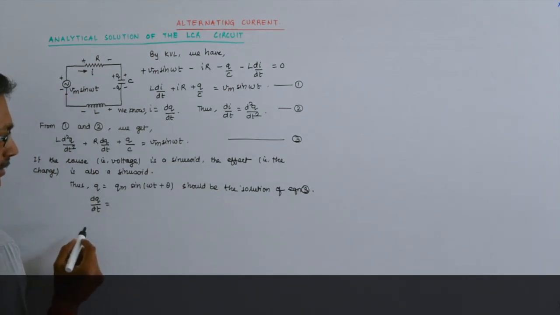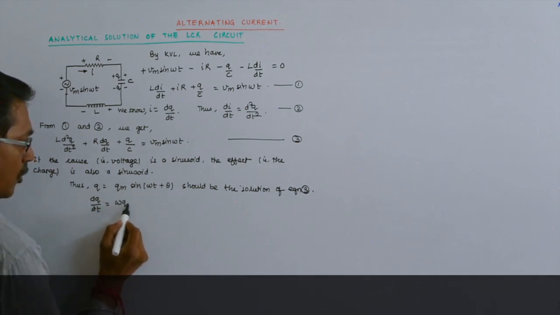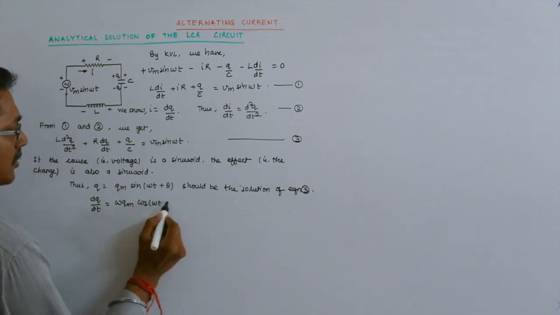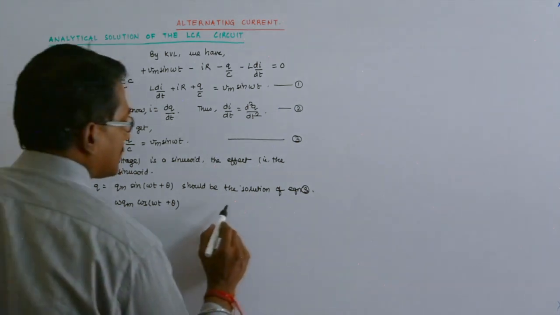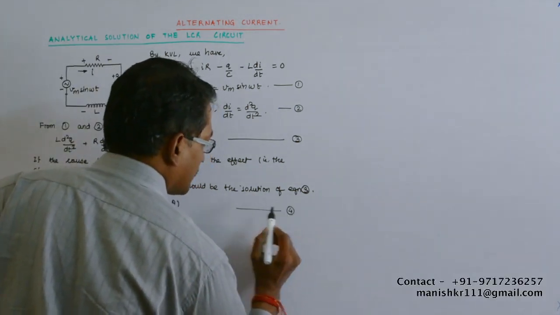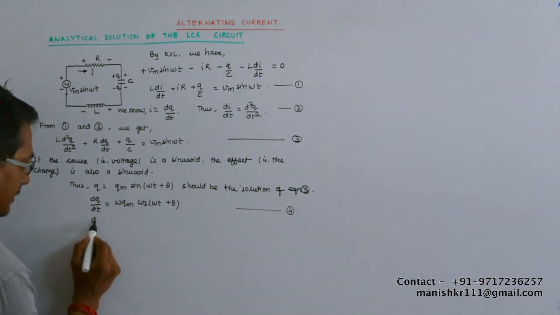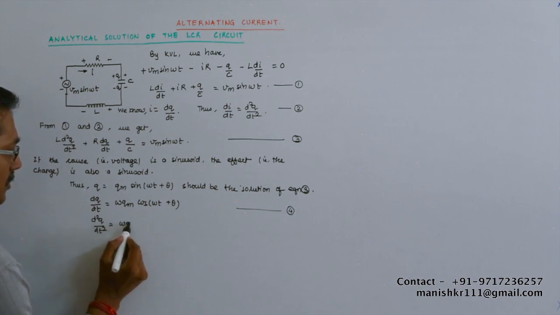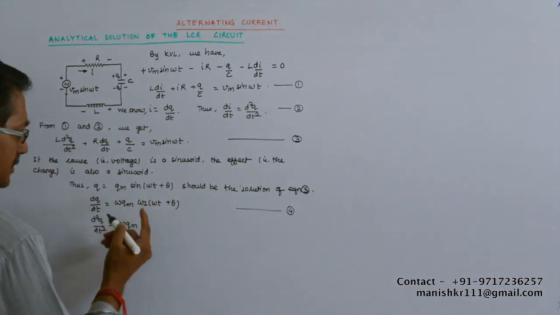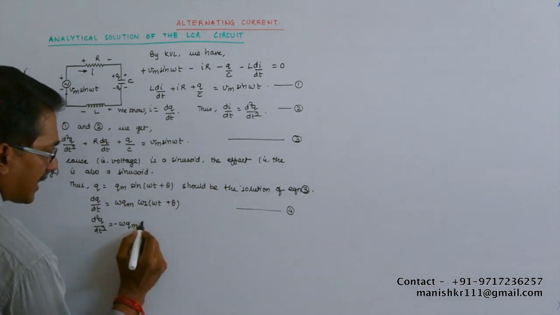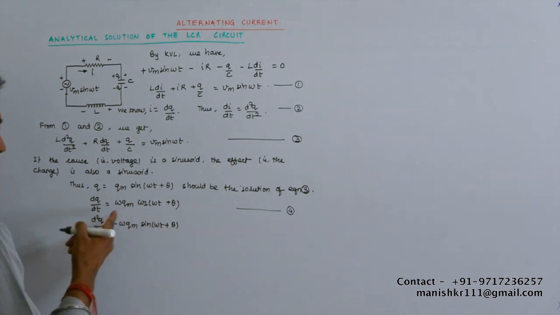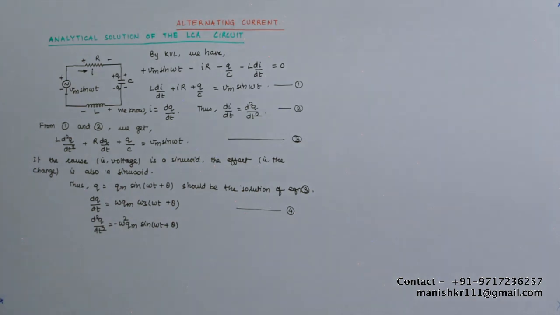dq by dt will be what? Omega qm cos omega t plus theta. Is it not? This is fourth. And d2q upon dt square is equal to omega qm. Okay, cos becomes minus sine, so this minus I am writing here, and sine omega t plus phi plus theta here, and another omega comes out, so this becomes this. Is it not?